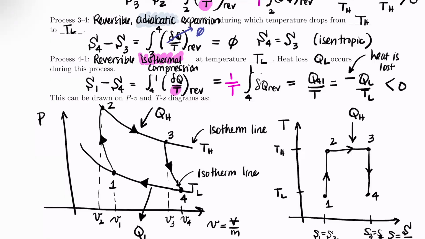And then last but not least, to go from state 4 back to state 1, we're doing an isothermal process where S1 minus S4 is a negative number. So that means we have to move to the left on that constant temperature line. Like so. And then again, we have QL coming out.